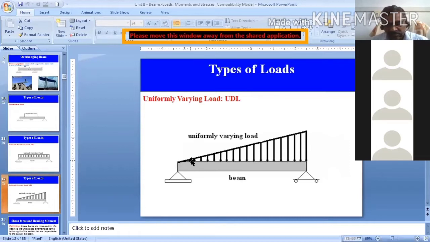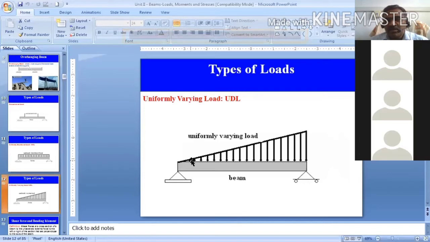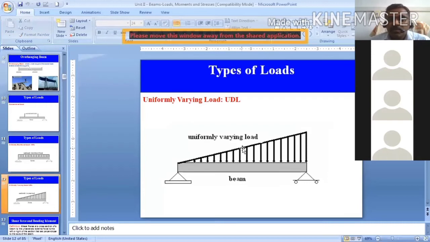So we have seen 5 different types of beams: simply supported beam, cantilever beam, fixed beam, overhanging beam, and continuous beam. Out of which we are going to study only 3: cantilever beam, simply supported beam, and overhanging beam. About the loads, all 3 loads we are going to study: point load, uniformly distributed load, and uniformly varying load. So 3 beams, 3 loading conditions. Any combination may be asked in the exam.